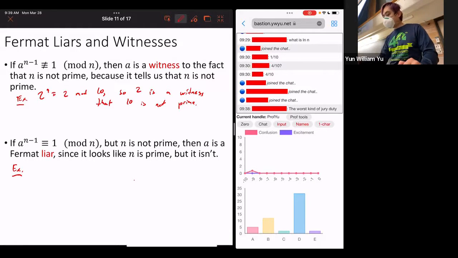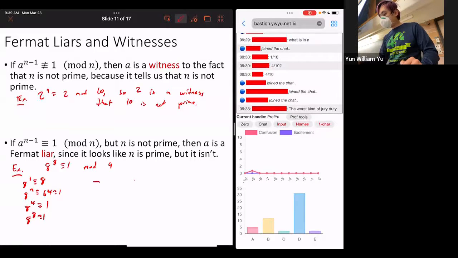But yeah, so for example, 8 to the 8 is congruent to 1 mod 9. We can show this, right? Because 8 to the 1 is congruent to 8. 8 squared is congruent to 64, which is congruent to 1. 8 to the 4 is congruent to 1. And 8 to the 8 is congruent to 1. And so then 8 is a liar, claiming 9 might be prime when it isn't.